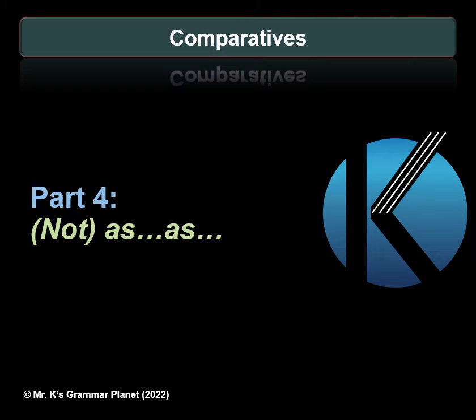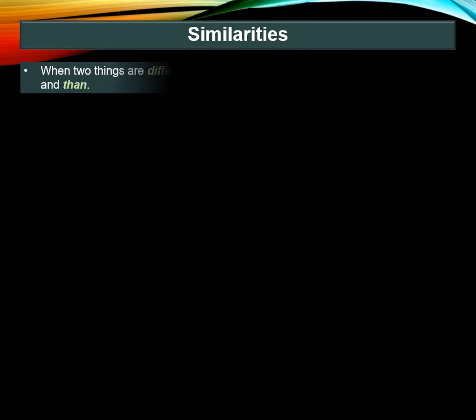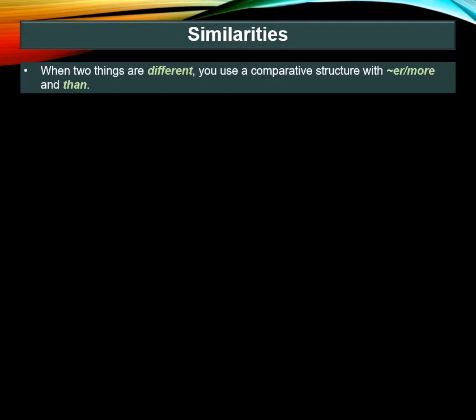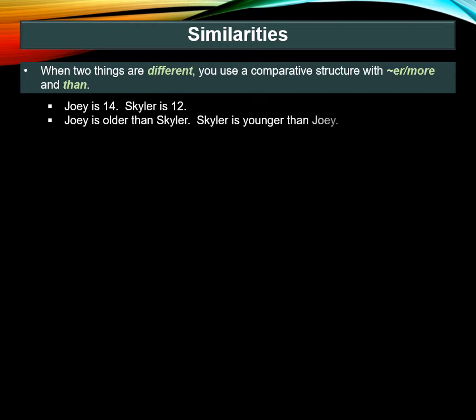Now let's go over part 6 of today's lesson, "not as something as." Until now, this entire lesson, we've been talking about differences. When two things are different, you use the comparative structure with -ER, more, and than. For example, Joey is 14, Skylar is 12. Joey is older than Skylar. Skylar is younger than Joey.